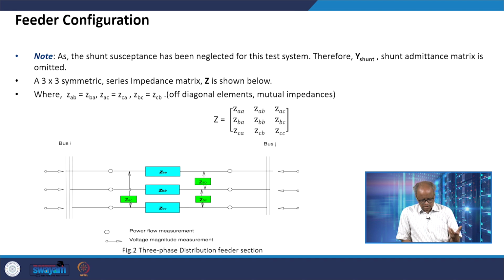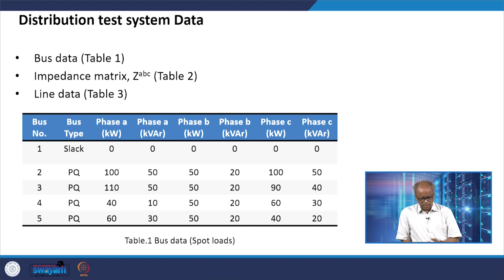And we have taken some measurements. For example, these are the power measurements here on this line, right. We have taken these power measurements, and we have also measured the voltage magnitudes at all these buses, etc. And this is basically the line data, right. Bus 1 is the slack bus, and buses 2, 3, 4, 5 are all PQ buses, and essentially they have loads at every bus.